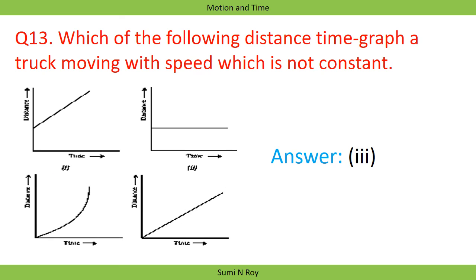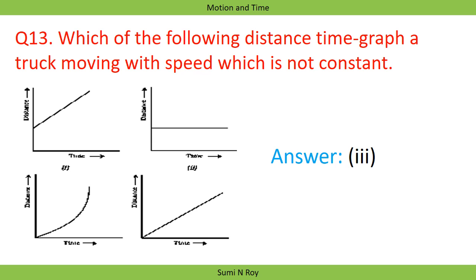Next, again the next question is a graph question. Which of the following distance time graphs shows a truck moving with a speed which is not constant? So not constant. Here we can see three straight line graphs, and we know an object has uniform motion, and whenever an object is at rest, that is also uniform motion. So in those cases the graph will be a straight line. So we can see in figures number 1, 2 and 4 the graph is a straight line.